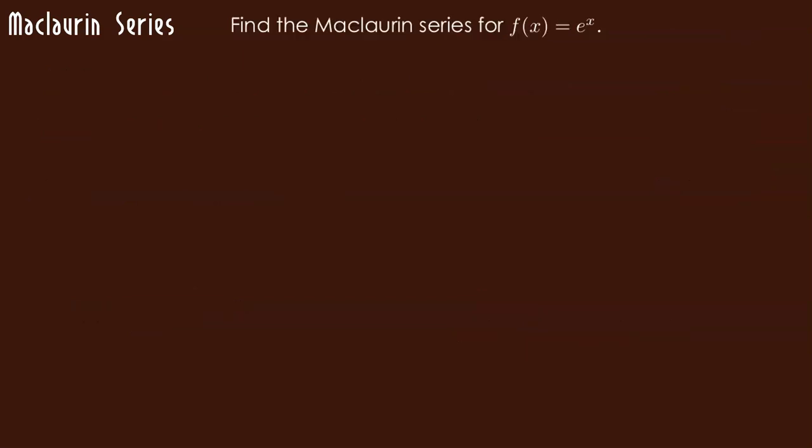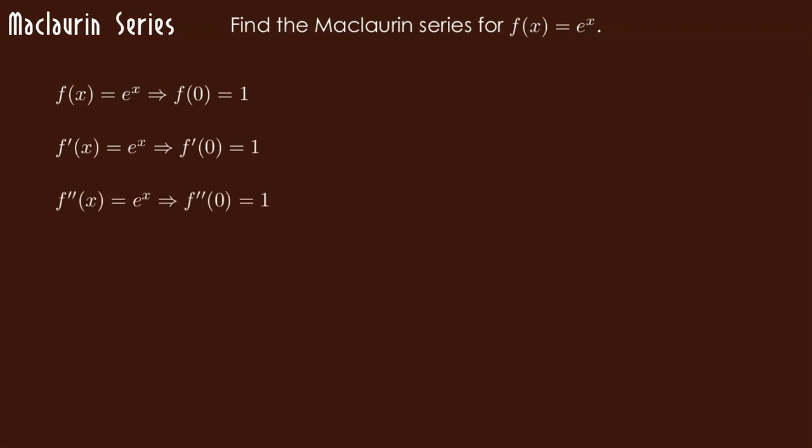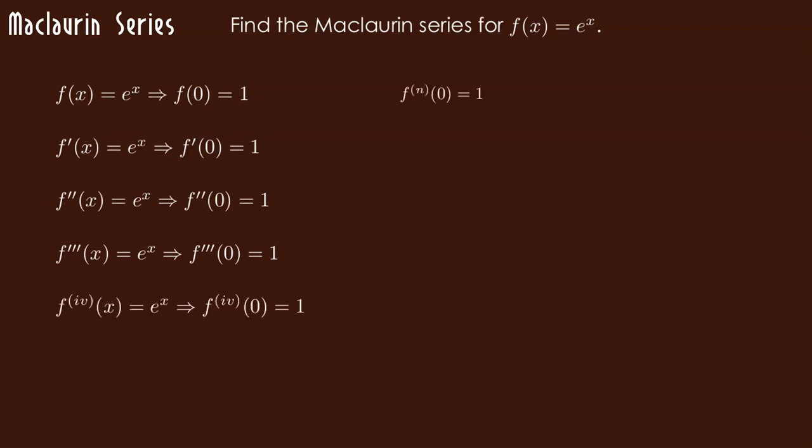So let's try to find one. Let's say we've got f of x equals e to the x. We need to look for a pattern for our derivatives with 0 plugged in. f of 0 is 1. Cool. First derivative. It's also e to the x. So when I plug in 0, it's still 1. Third derivative. Fourth derivative. You get the idea. All these are going to be 1. So all I have to deal with is the factorial. So the Maclaurin series for e to the x is a summation from n equals 0 to infinity of x to the n over n factorial.